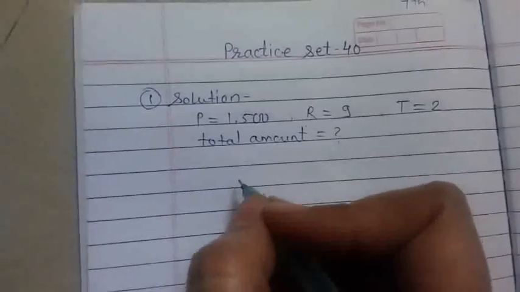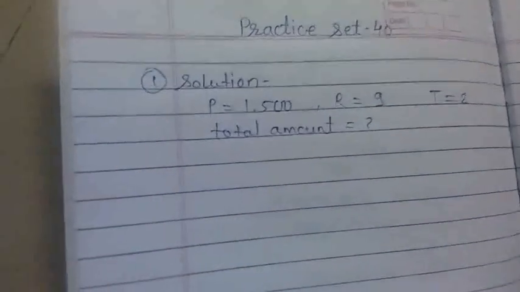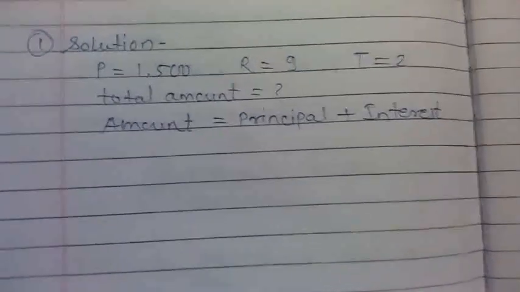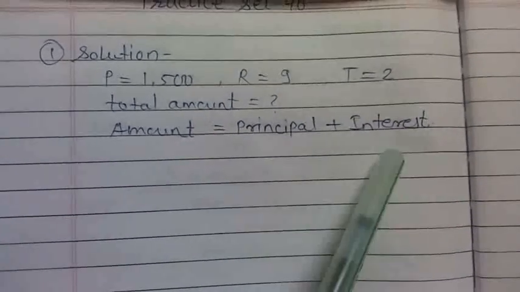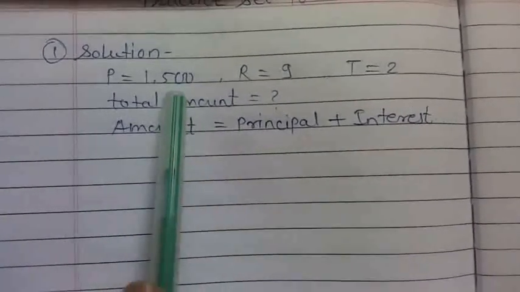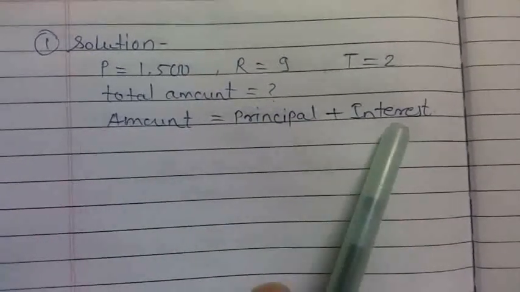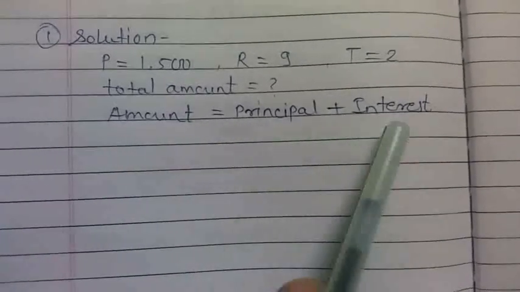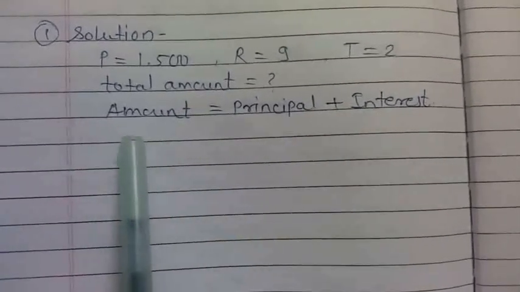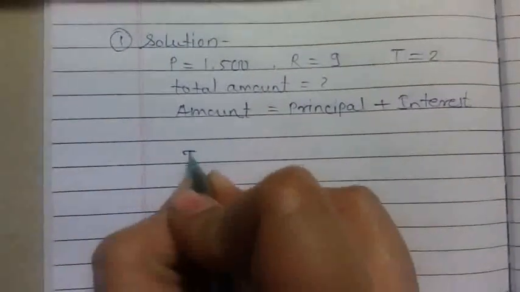All of you know the formula: amount is equal to principal plus interest. Principal is given and from the given data we will find the interest. After finding the interest, we will add the principal and interest, then we will get the total amount. First of all, we will find the interest.